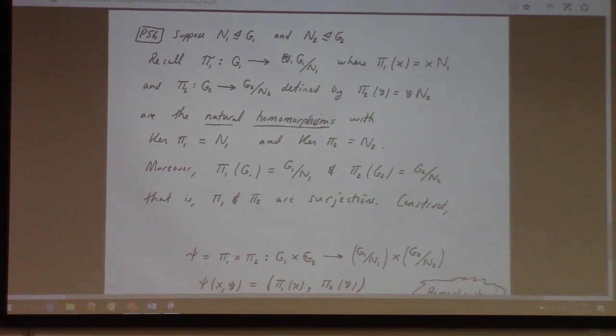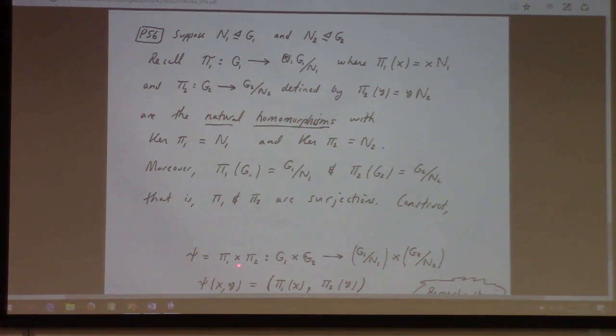Suppose we have a normal subgroup N1 and a normal subgroup N2. We have the natural homomorphism, the coset map. The kernel of pi 1 is N1, the kernel of pi 2 is N2 by construction. So the image is the left cosets of N1 under pi 1, and the left cosets of N2 under pi 2. These are the images. In other words, pi 1 and pi 2 are surjections.